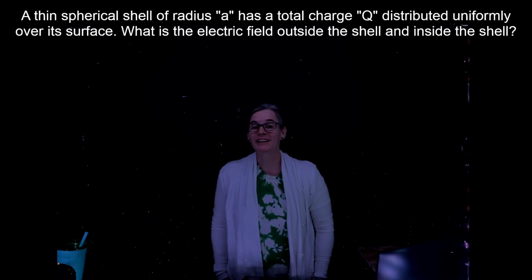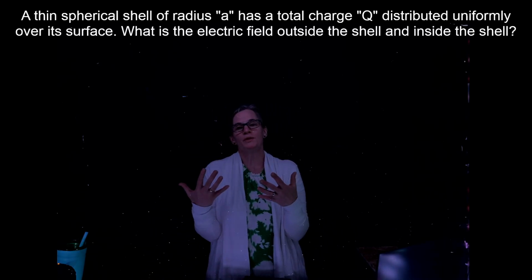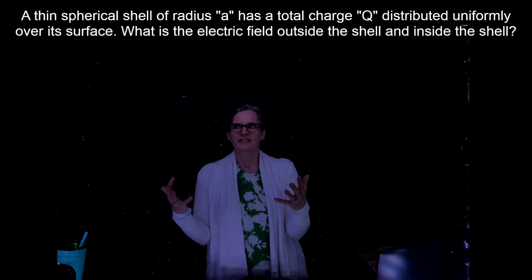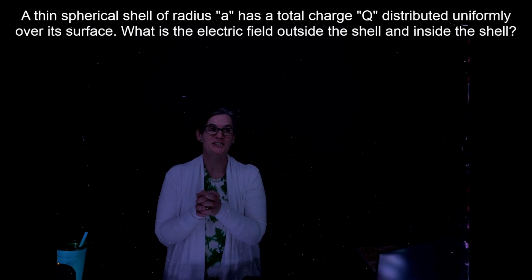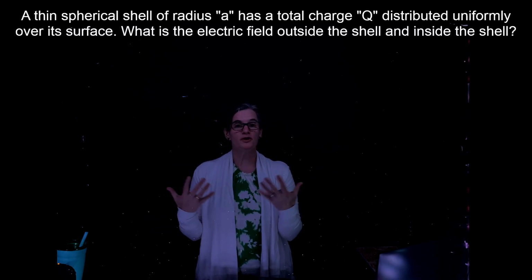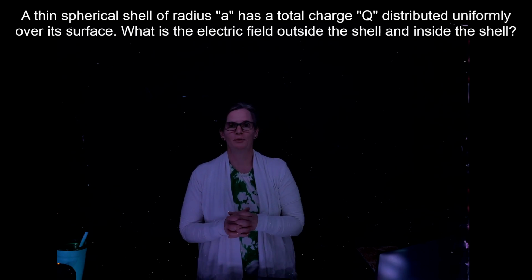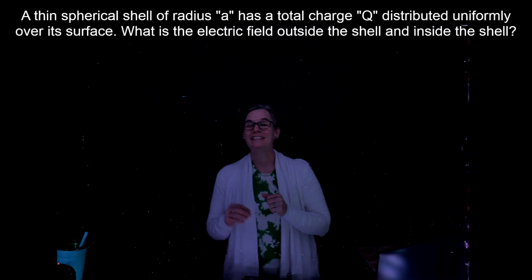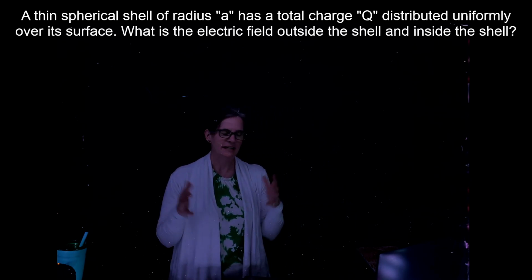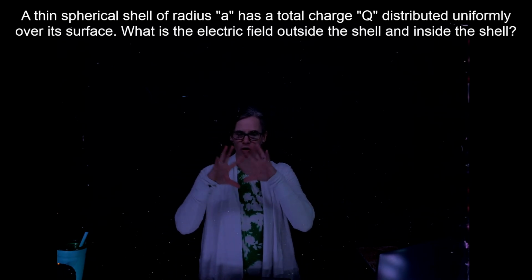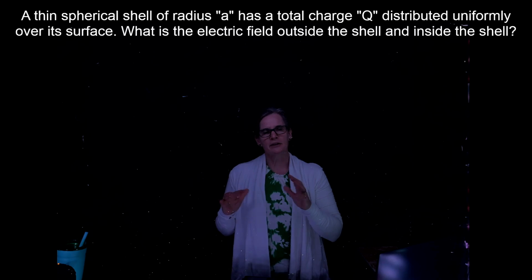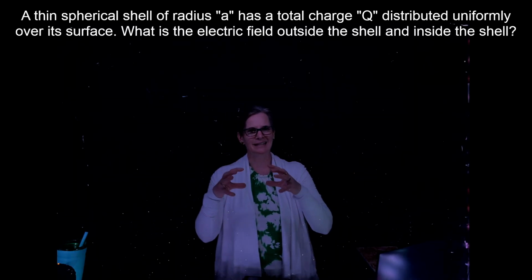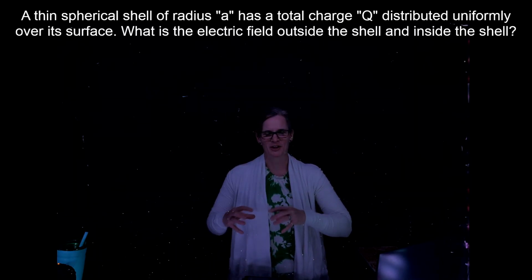All right, we're going to look at an example problem of how we can use Gauss's law to look at the electric field in a region of space, given a charge distribution within that region. So our problem reads: a thin spherical shell of radius A has a total charge Q distributed uniformly along its surface. What's the electric field outside? What's the electric field inside that charge Q?